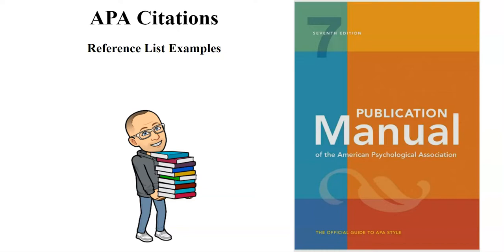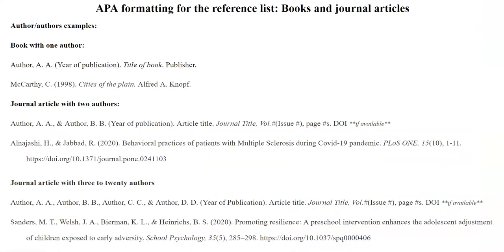Today we are going to learn how to create APA citations for the reference list. We will focus on some common examples of APA formatting and also what to do when some of the required source information is not available. Now let's get into some examples of creating APA citations for your reference list. Let's begin with APA formatting for the reference list, books and journal articles.